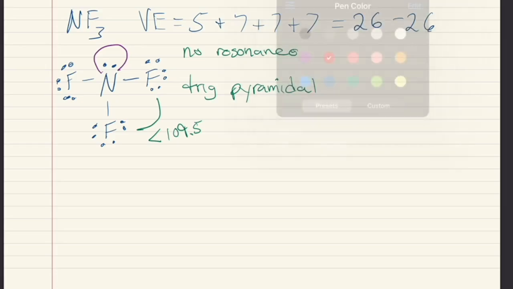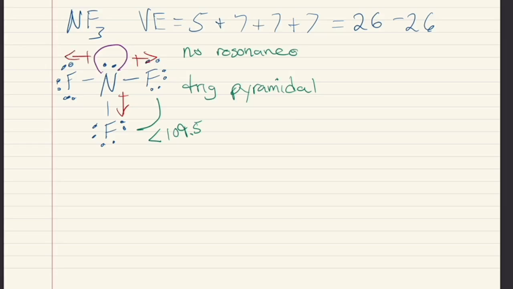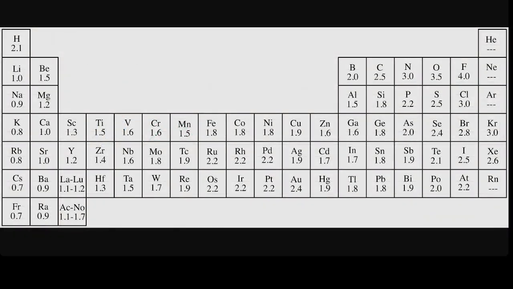Let's talk a little bit about bond dipoles. We expect them to be towards fluorine because of the electronegativity values. And if you were in a situation where you would need those, I would give those to you. So let's take a look here. Fluorine at an electronegativity of 4.0 minus 3.0 equals 1.0. So the electronegativity difference is equal to 1.0.